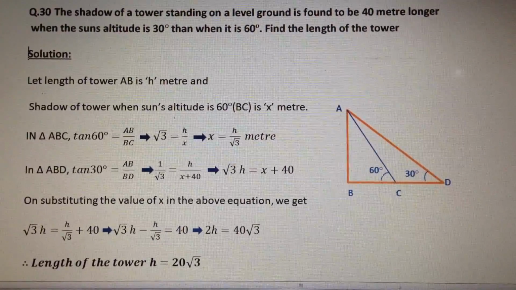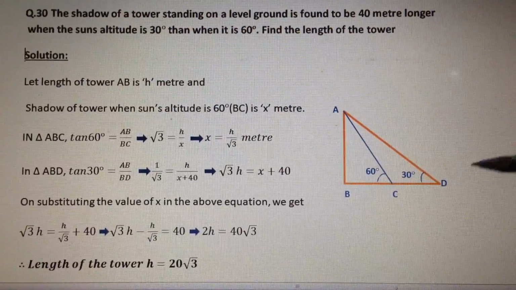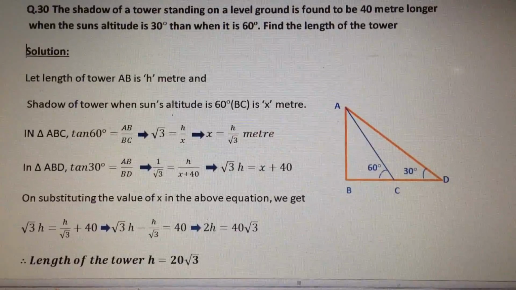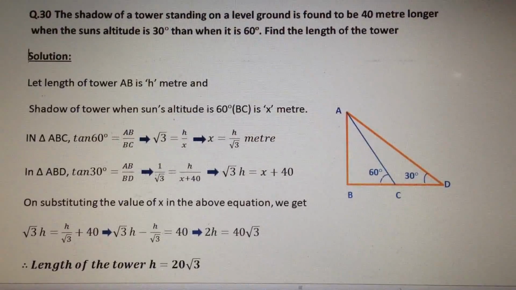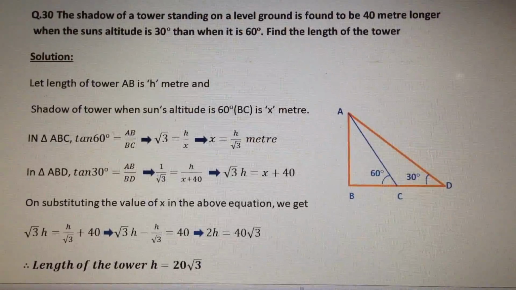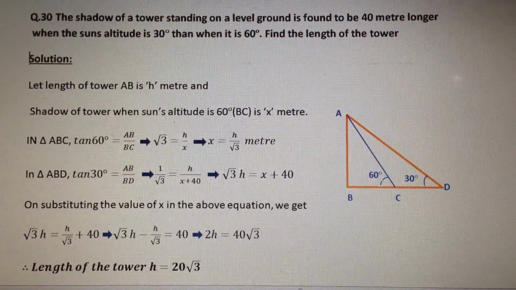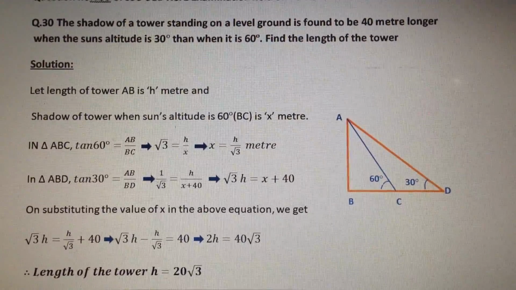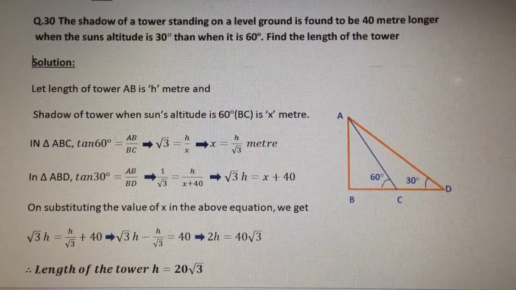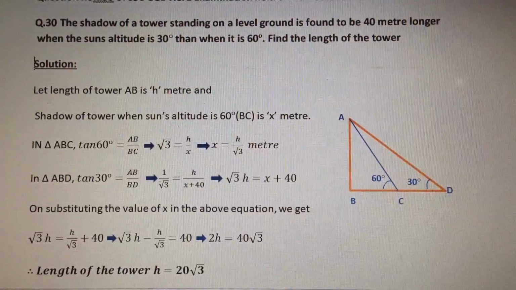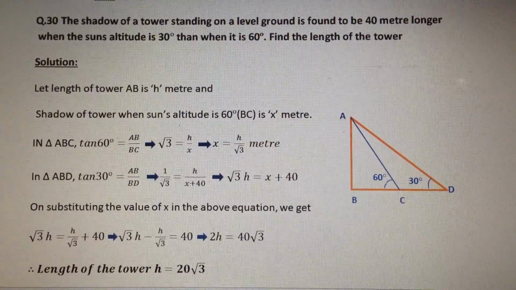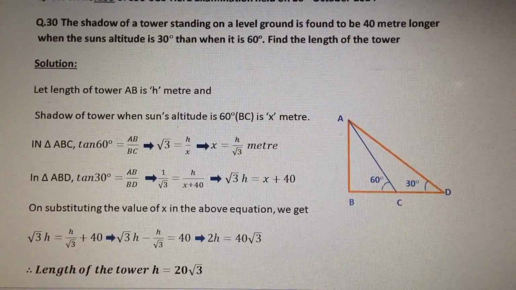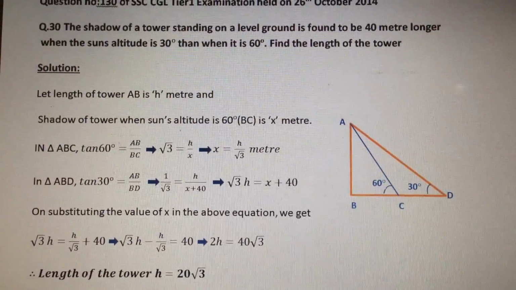Similarly, in triangle ABD, tan 30 is equal to AB by BD. We know the value of tan 30, which is 1 by root 3. Therefore, 1 by root 3 is equal to h by (x plus 40). Therefore, root 3 h is equal to x plus 40. On substituting the value of x in the above equation, we get root 3 h is equal to h by root 3 plus 40. Therefore, root 3 h minus h by root 3 is equal to 40 and 2h is equal to 40 root 3. Therefore, length of the tower h is equal to 20 root 3.